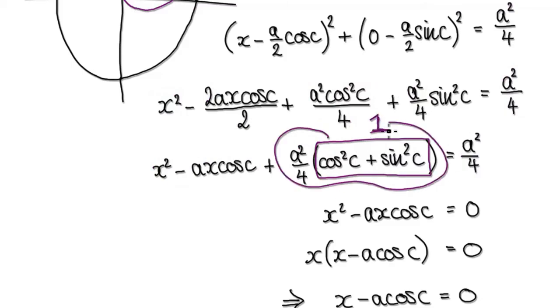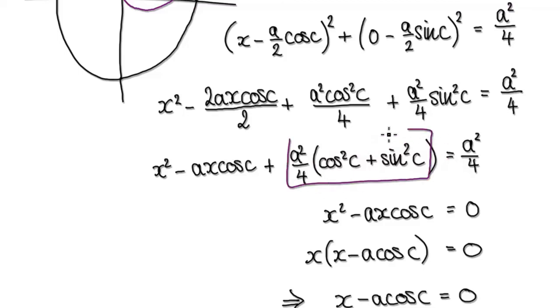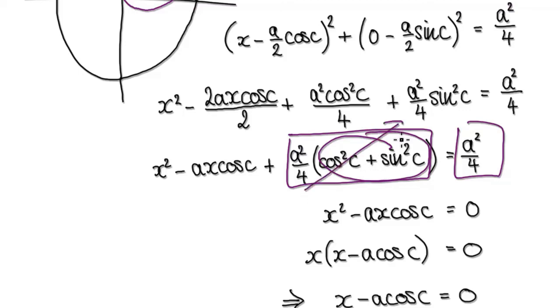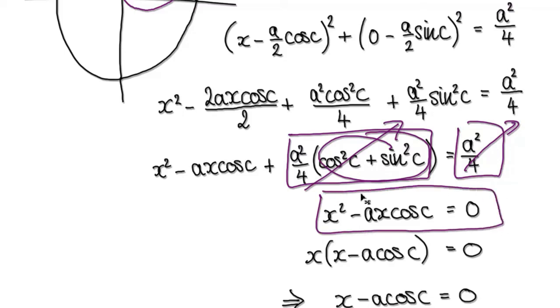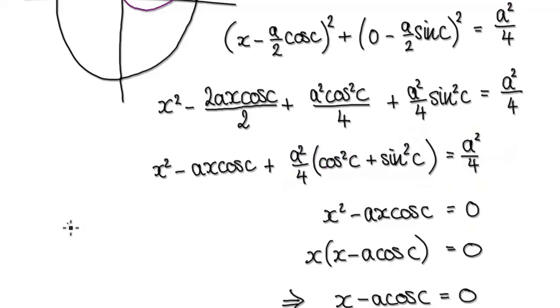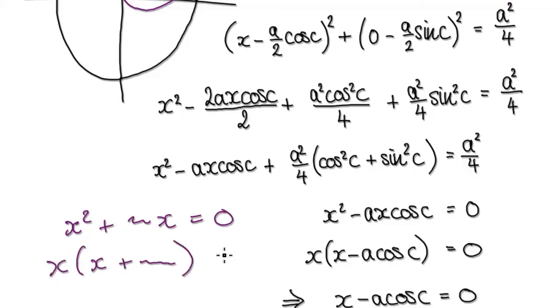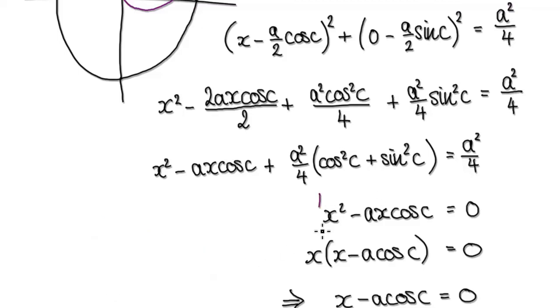So this thing here would just become a squared over 4, which cancels out with this thing here. Don't forget, this thing here is the number 1. So these two will cancel each other out, leaving you with this. And this is really easy to solve, because it is of the form x squared plus whatever x equals 0. So what you do is you factor out the x, and that will then give you this.